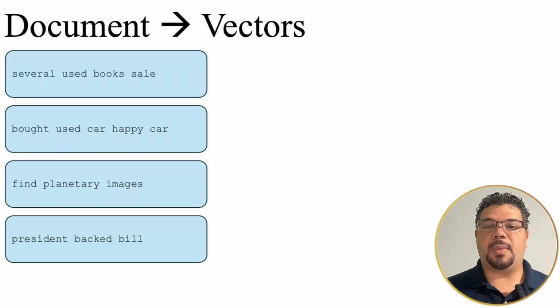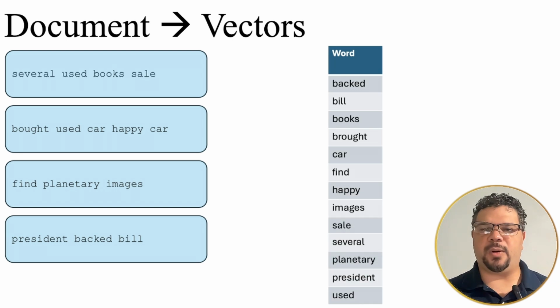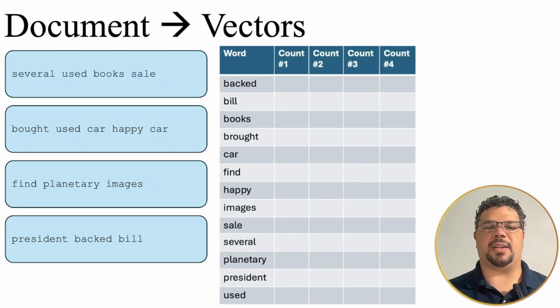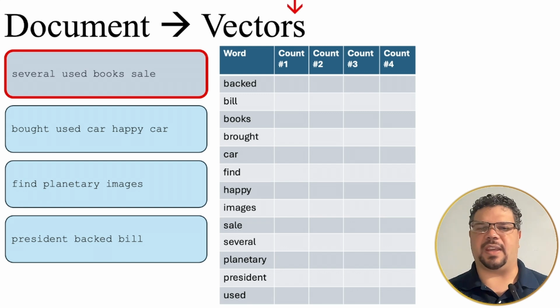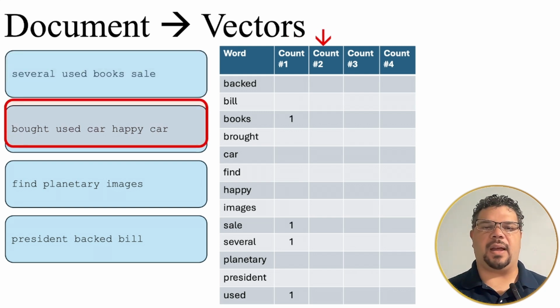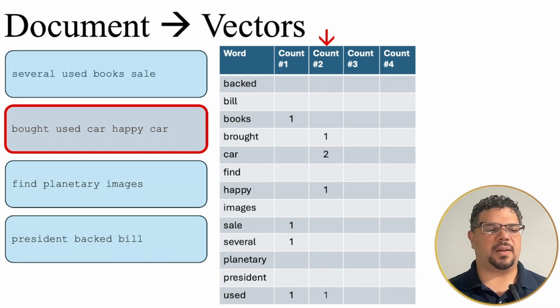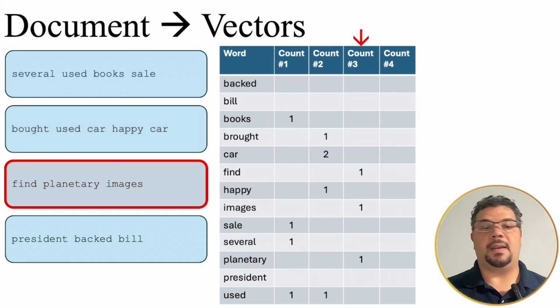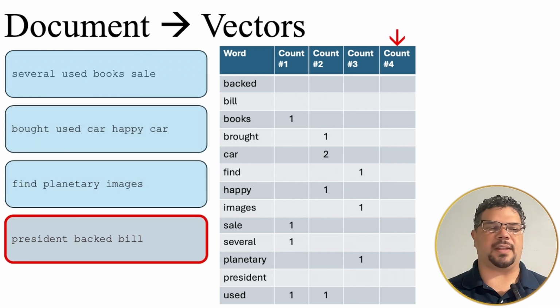But if you remember, our goal was to turn each one of these documents into a mathematical numerical vector. The first step here is to make a dictionary of all the words seen across all the documents. Backed, bill, books, bought, car, and so on. We can now count how often each word appears in each document. Our first sentence, several used books sale, has one of each word: books, sale, several, and used. 1, 1, 1, 1. Our second sentence has one bought, one happy, one used, and 2 car. 1, 2, 1, 1. Document 3 has find, images, and planetary. And document 4 has bill, backed, and president.